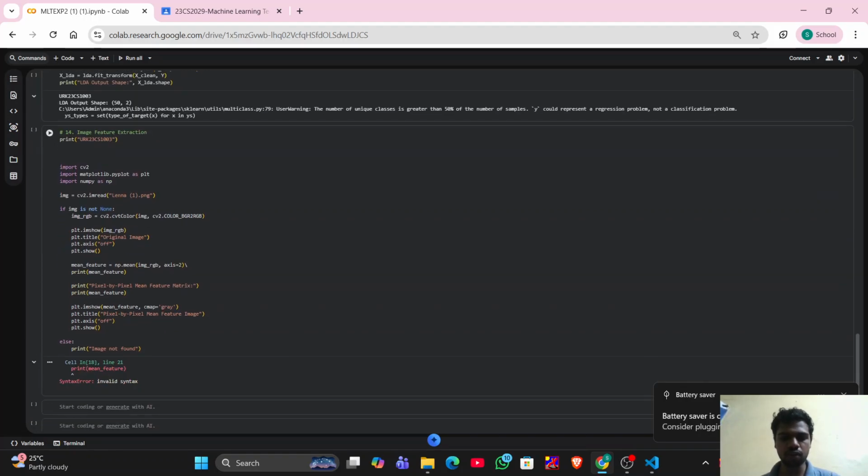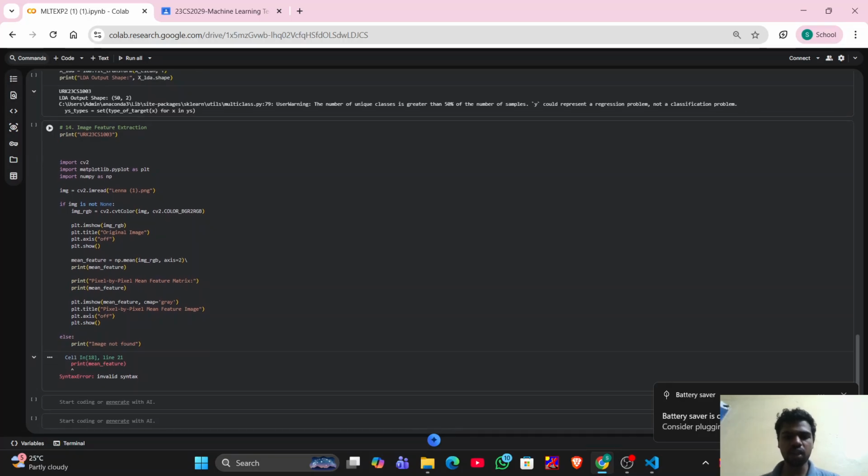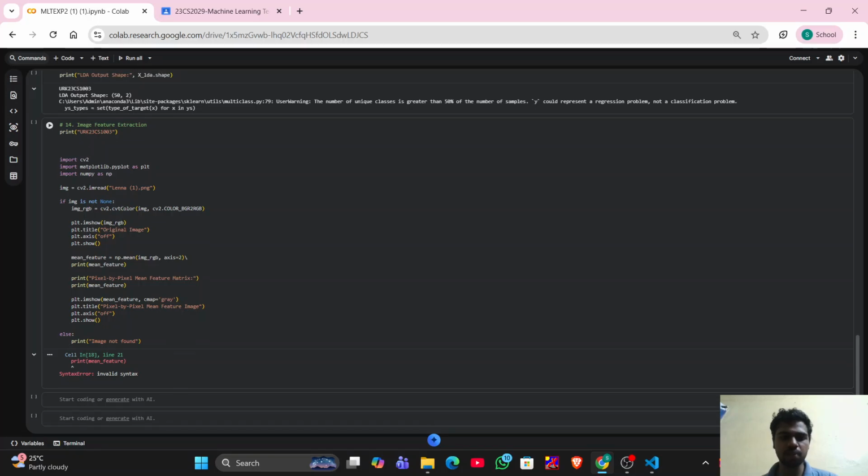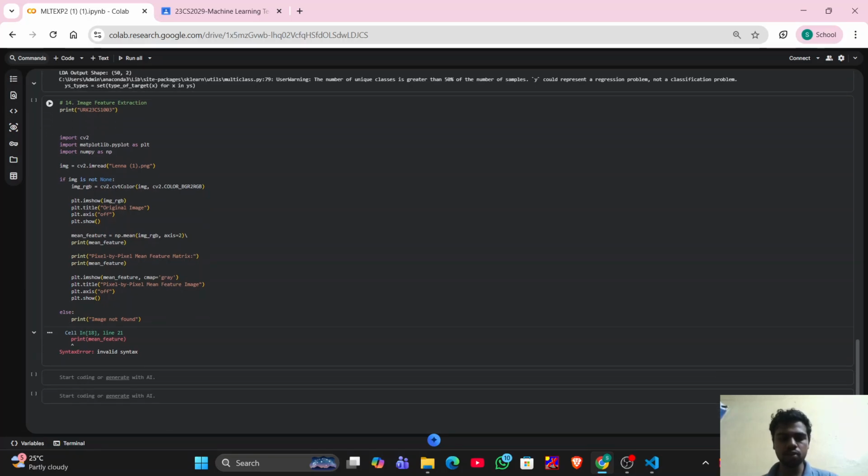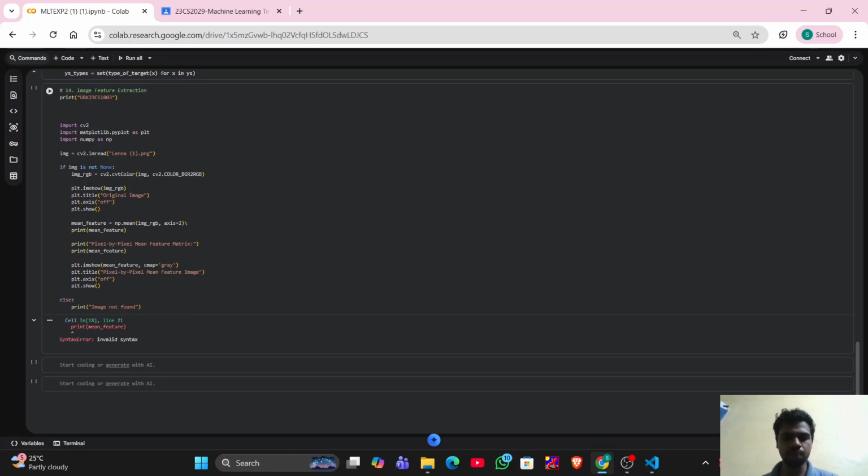And then for question number 14, we are doing image feature extraction. We are loading the image using cv2.imread with the file name. And then first we are converting BGR to RGB. Then we display the original image. Then we are computing the pixel-by-pixel mean. This converts the 3D color image into a 2D grayscale-like matrix. This matrix represents image feature extraction. Then we visualize the mean matrix. The purpose of this is to demonstrate feature extraction from image data.